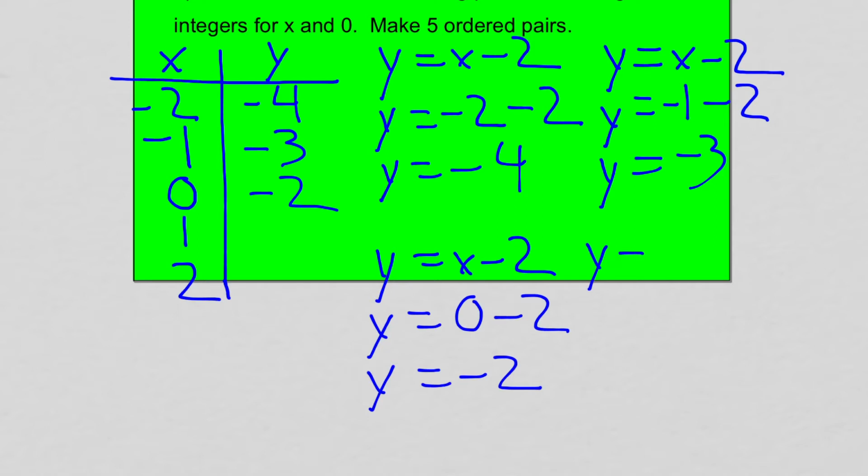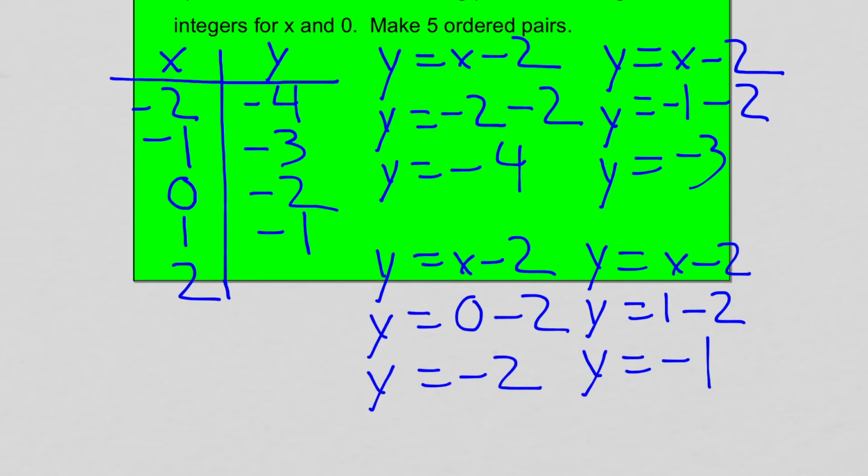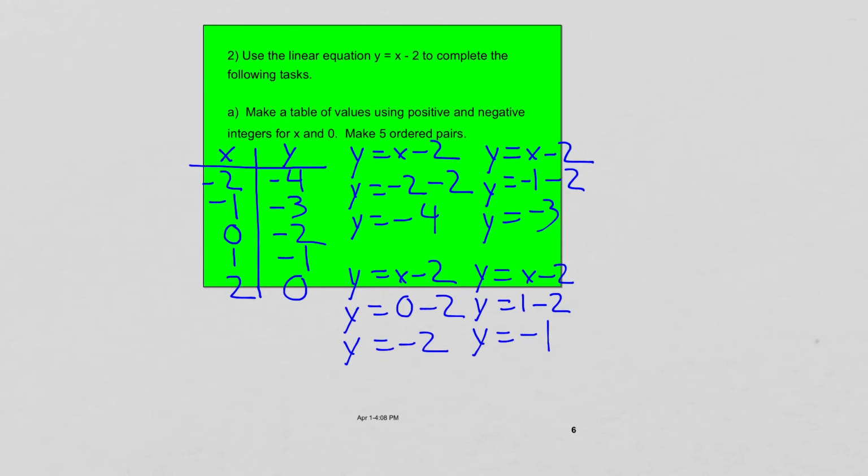Y equals x minus 2. Replace the x with 1 this time. 1 minus 2, and y is equal to -1. So when x is 1, y is -1. And then I can probably assume when x is 2, y is 0. So there's my values for my table based on that equation.